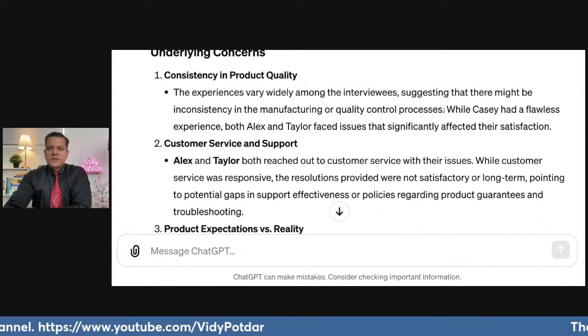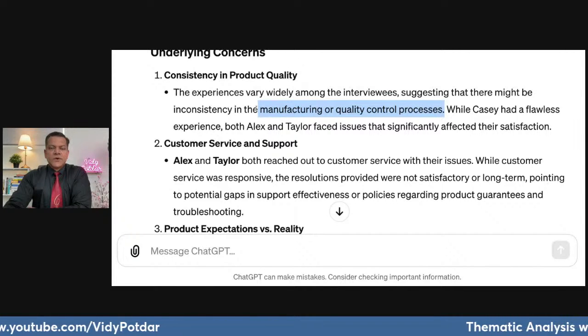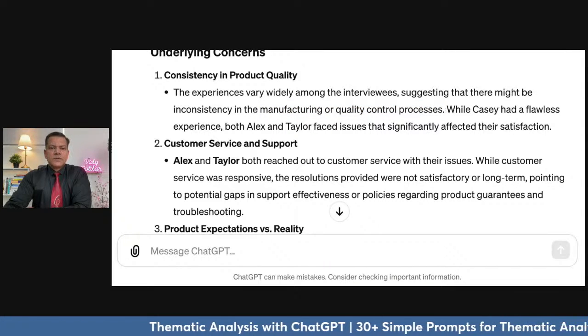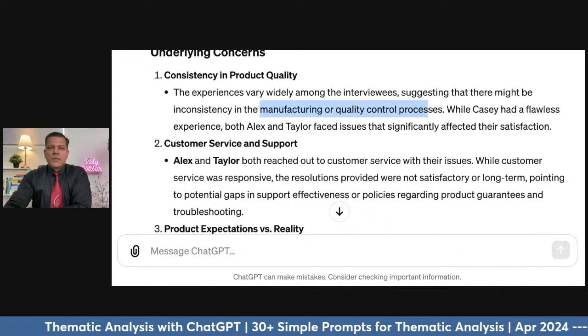So what you're seeing here is we are making an inference from your qualitative data now. So this is not factual information. It is not there in the interviews, but based upon what you see, you can make some inferences here.